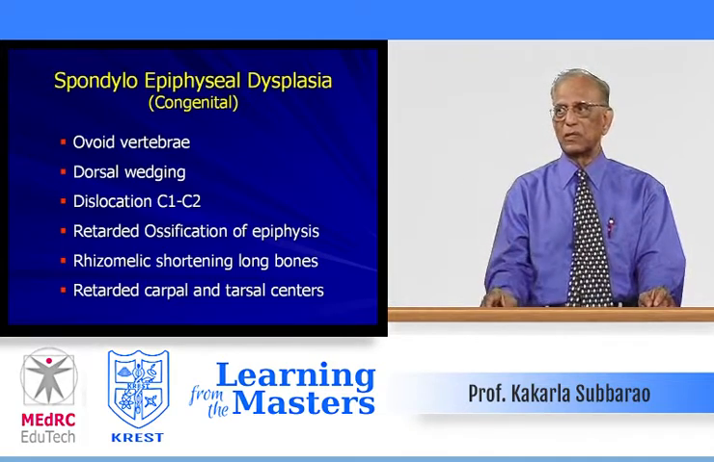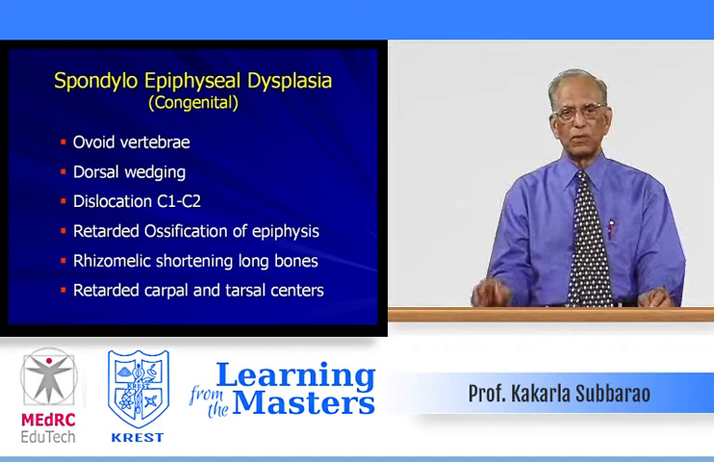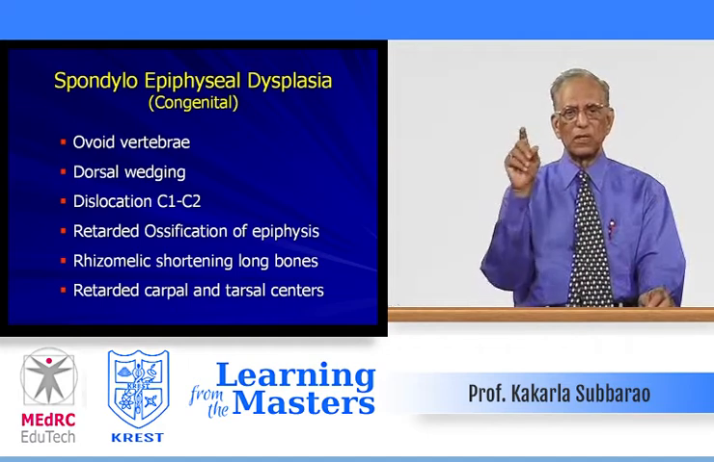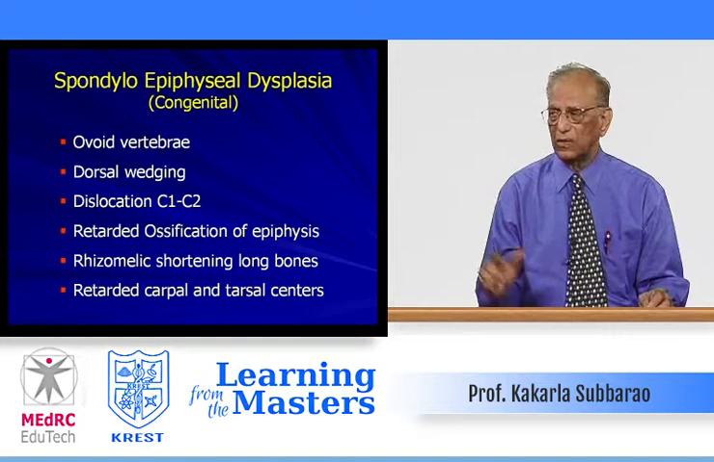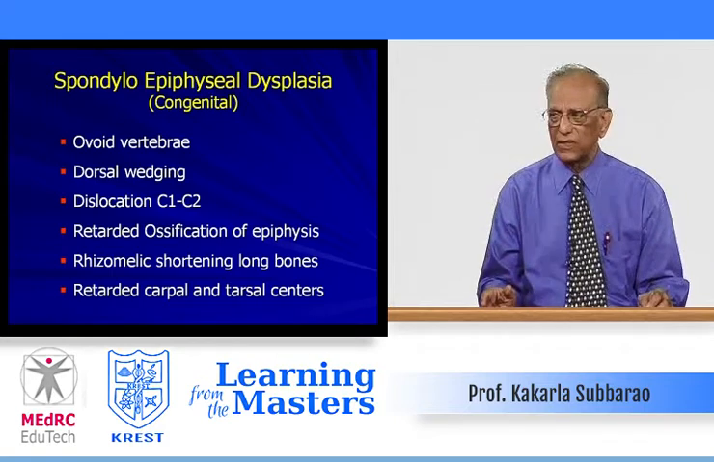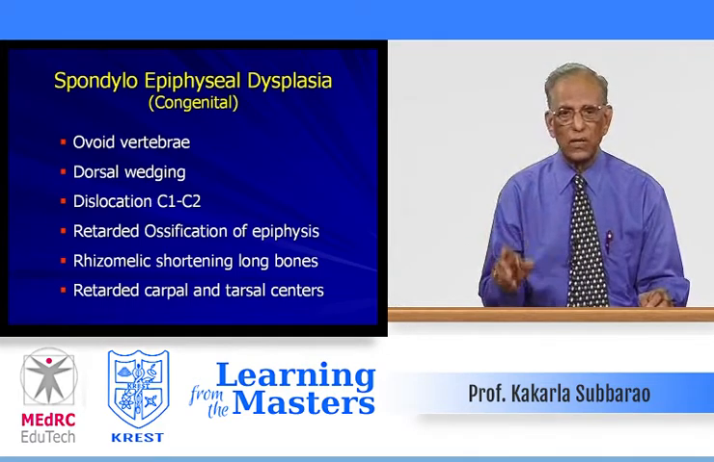Whereas here, in spondyloepiphyseal dysplasia, again a congenital form, the spine also is involved: ovoid type of vertebra, dorsal wedging, dislocation of C1 and C2 because the odontoid process is also affected, abnormal form of the vertebral body, retarded ossification of the epiphyses, rhizomelic shortening of long bones such as you see in achondroplasia, and retarded carpal and tarsal centers.